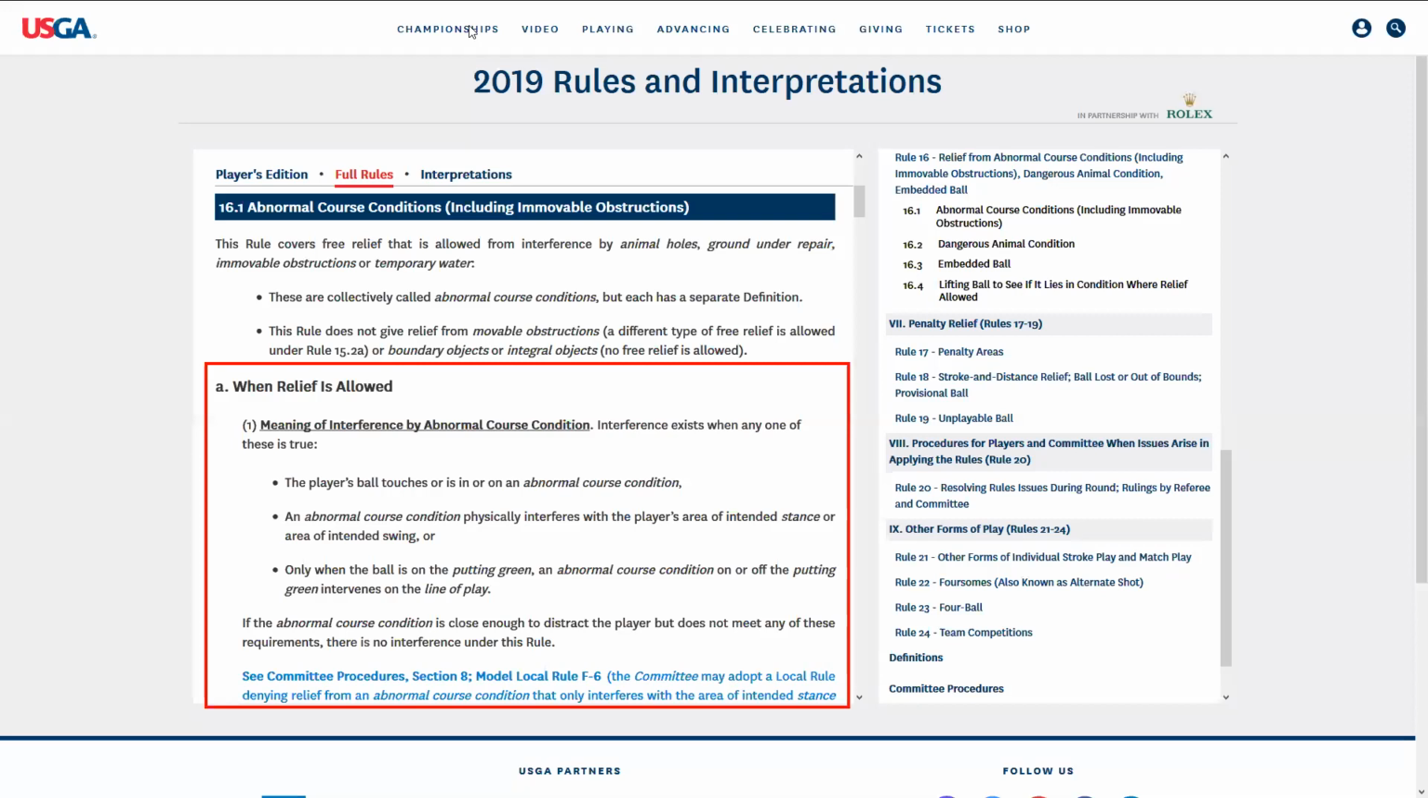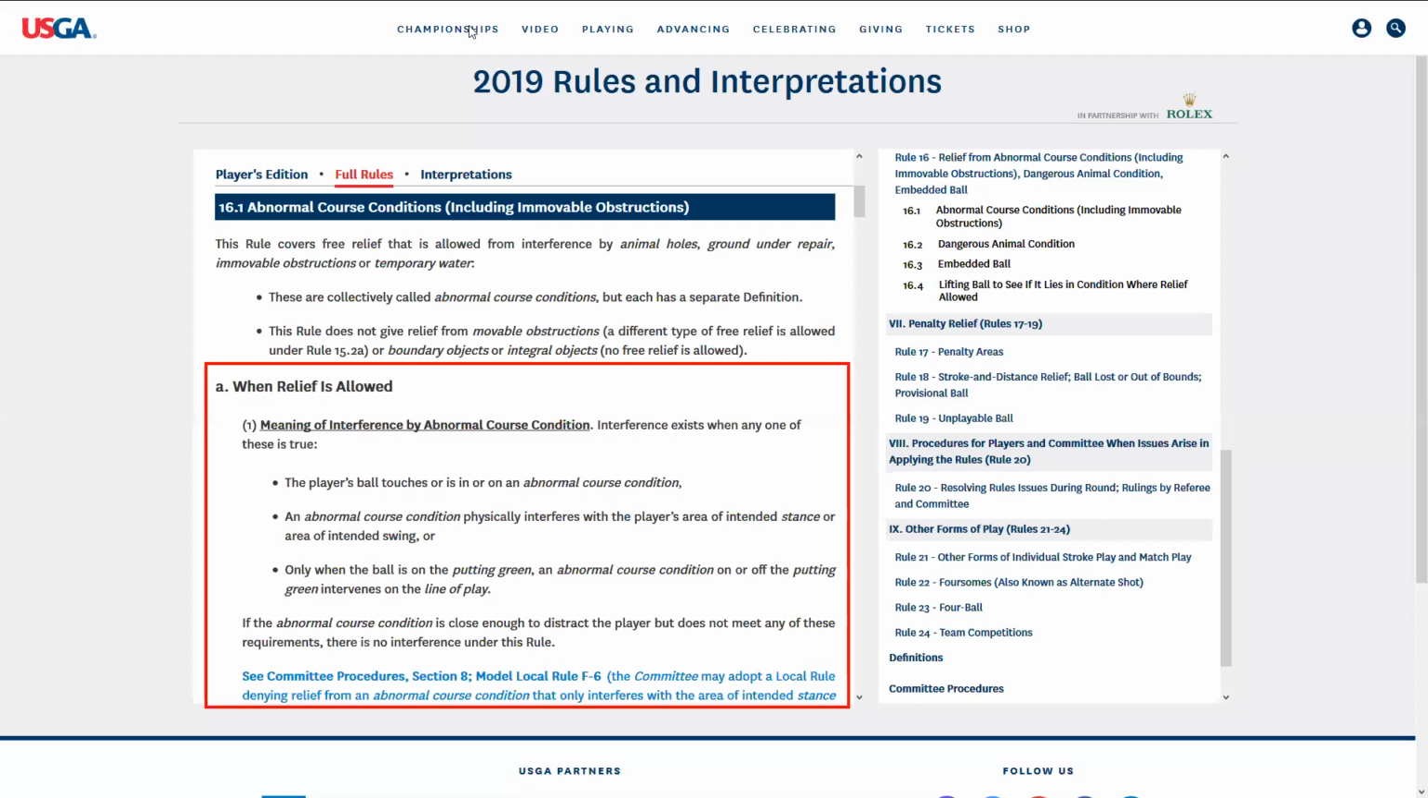So an example of that is you are on the putting green and you want to putt. Your putt has a severe slope to it, and the normal line of putt would be to putt off the putting green onto the fringe and then have the ball come back down. If there are sprinkler heads on the fringe that are on your line of play, what this is saying is that you're going to get relief. And again, that's a change. The old rule was the abnormal course condition had to be on the putting green. If the abnormal course condition is close enough to distract the player but does not meet one of these requirements, you don't get any interference.